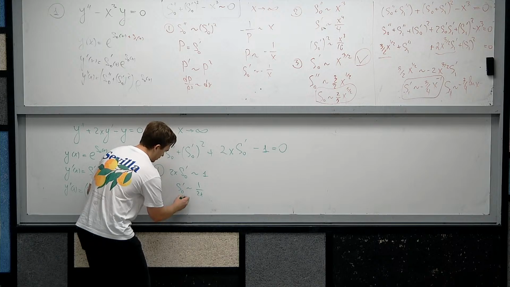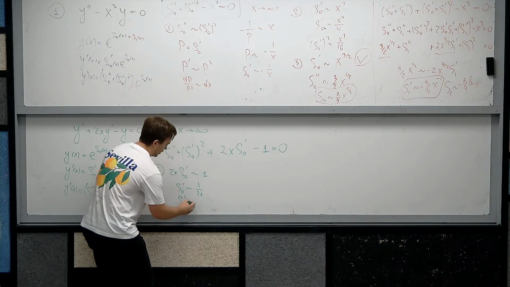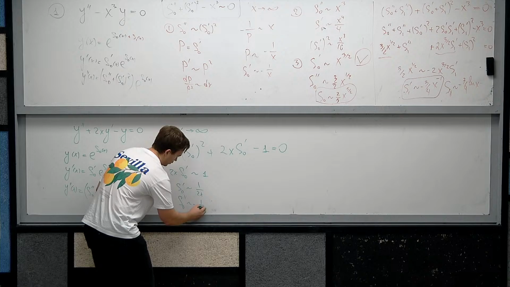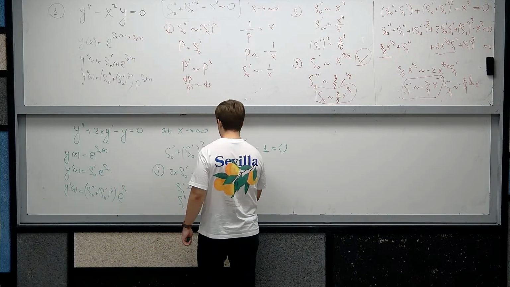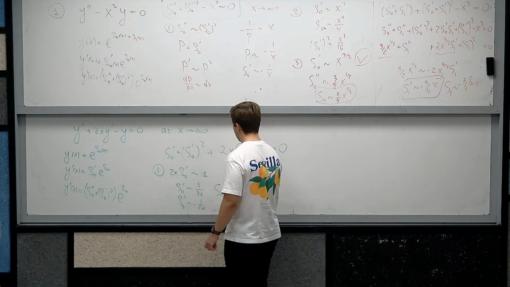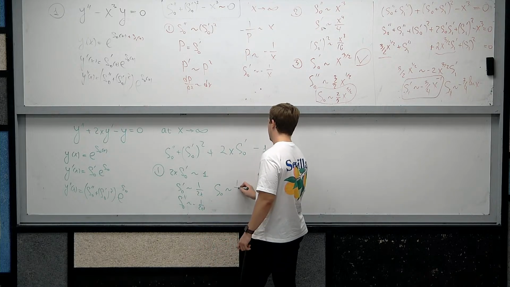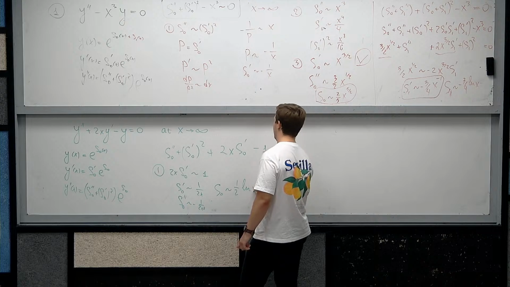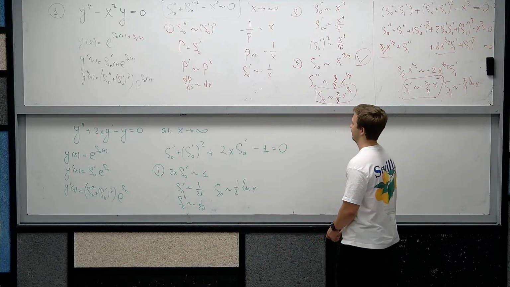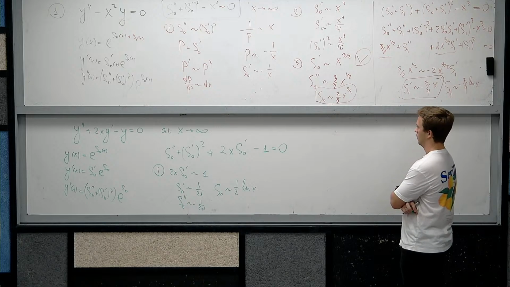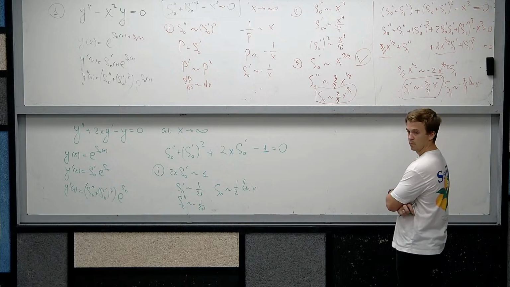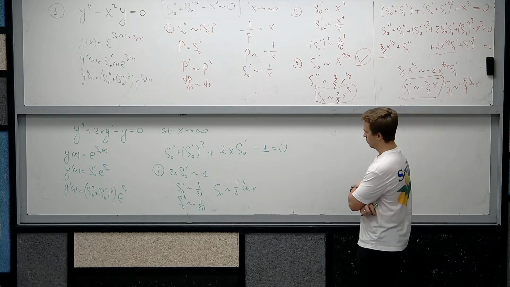So S naught double prime goes like minus 1 over 2x squared. Okay, and the function itself, S naught, goes like log x. Okay. It's squared, right? Instead of a 3.